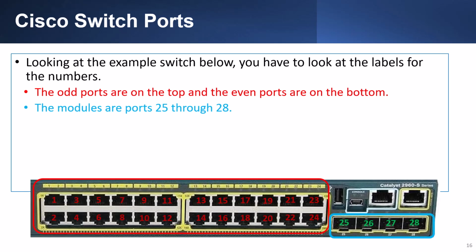Looking at the example switch below, we have to look at the labels for the numbers. The odd ports are on the top, and the even ports are on the bottom. The modules are ports 25 through 28.